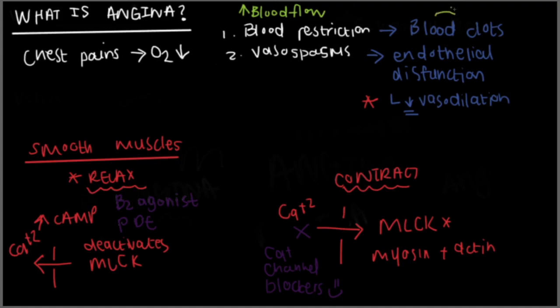The other treatment goal in this case is going to be statins because blood clots are usually formed in the presence of an atherosclerotic plaque, and that's why we're going to need the statins. If there's a vasospasm involved, the main treatment is going to be nitrates because nitrates are your most potent vasodilators, but also beta blockers and calcium channel blockers.